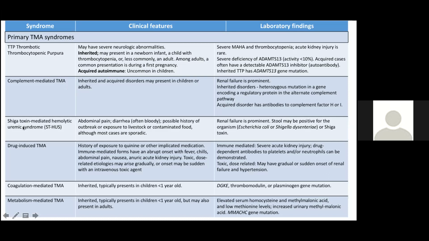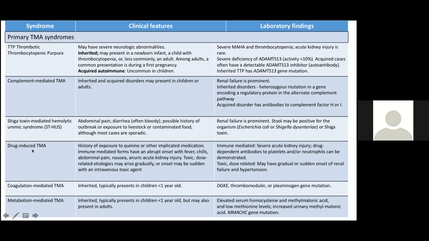And then Shiga toxin mediated hemolytic uremic syndrome, of course, abdominal pain, diarrhea with blood most of the time, possible history of outbreak or exposure to livestock or contaminated food, although most cases are sporadic. Renal failure is prominent. Stool may be positive for the organism and Shiga toxin.